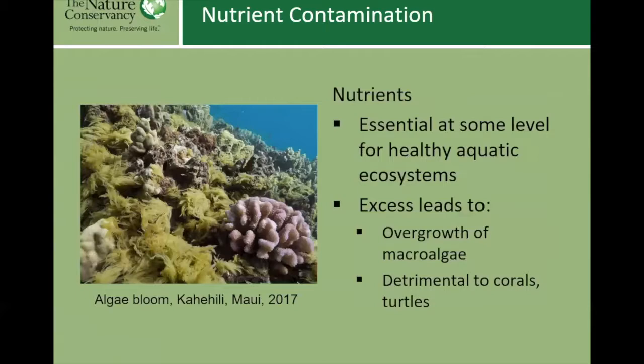And we also have nutrient contamination. Nutrients, nitrogen and phosphorus being the main culprits here, are essential for most aquatic ecosystems. Up to a certain point, nutrients are what organisms need to grow. But beyond that point, you can develop an overgrowth of macroalgae, and that can be detrimental to corals and turtles and other organisms. This picture is pretty recent from Kahikili on Maui, showing what an algae overbloom can look like.